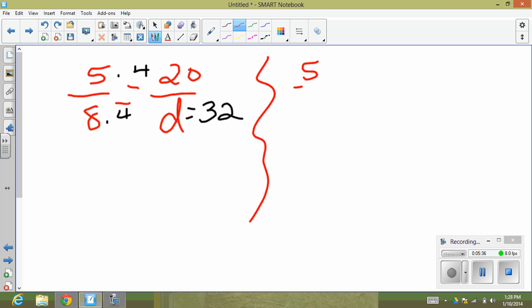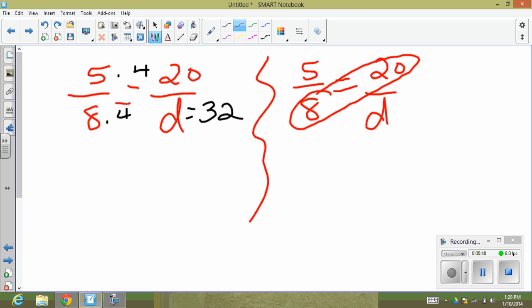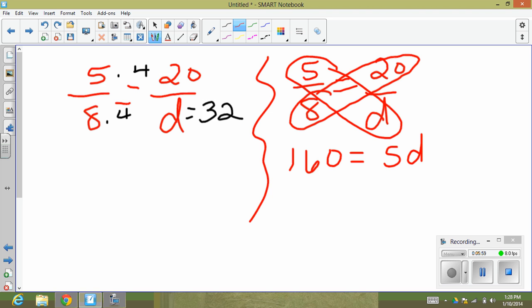So here's another way. 5 over 8 equals 20 over D. And we're going to use the cross product method like we did in the last example. What's 8 times 20? 8 times 20 is 160. 5 times D is 5D. We're going to take these two answers and set them equal.